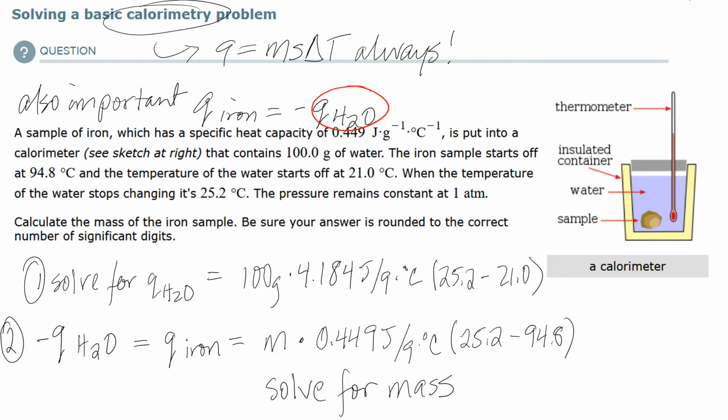Okay, so the Q of iron, we have all the information we need except for the thing that we need to solve for, which is the mass. So once we take the negative Q of H2O, we can easily solve for the mass, as you can see here. So this is your basic calorimetry problem. Nothing too complicated here, a few moving parts, but once you get the hang of this, not terribly tricky.